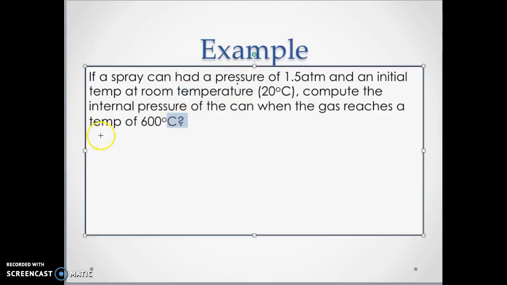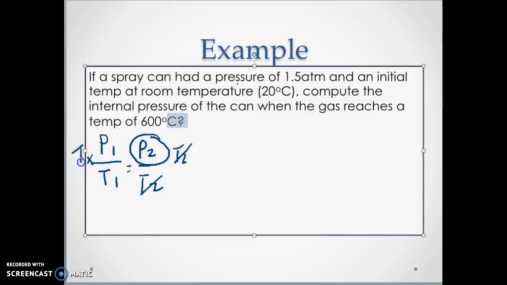So we're going to write it down. It's P1 V1 equals P2. Oops, I think I messed up the formula. Let me start over. So the formula is P1 over T1 equals P2 over T2. And it says compute the internal pressure, so we're solving for P2. When you multiply by T2 here, you have to do that to the other side. So your new formula is going to be P2 equals T2 times P1 over T1.